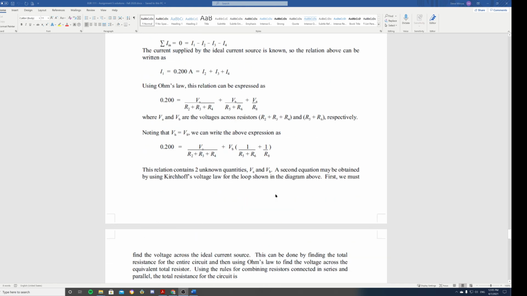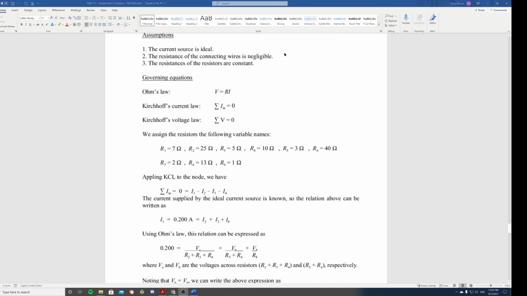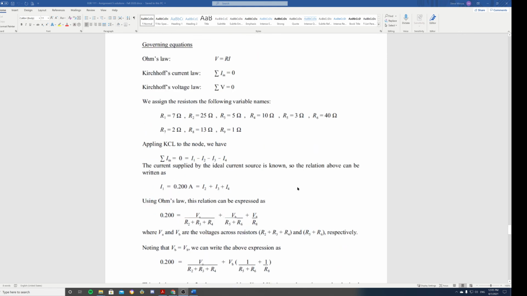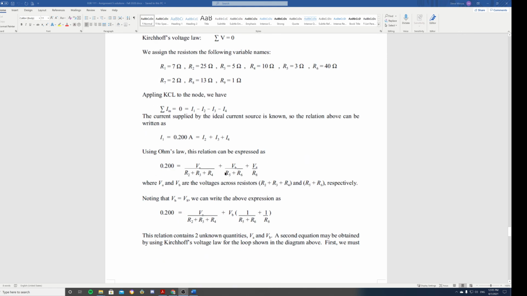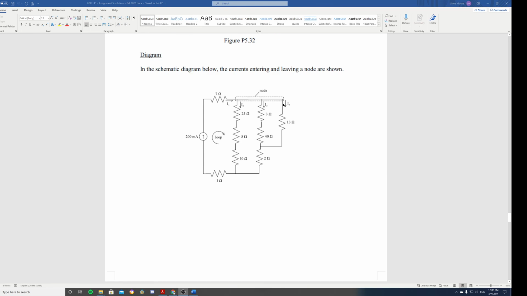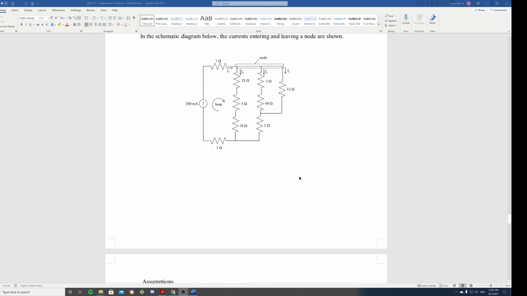Okay? So we write VA over R2 plus R3 plus R4. And then the other one, VB, which was the voltage from this point to this point, divided by these two resistors. And we write that VB. And then the last one is just VA over R8, which is 4, which is just the voltage from this point to this point. Right? So the voltage drop across the resistor divided by the resistor is equal to the current going through it.